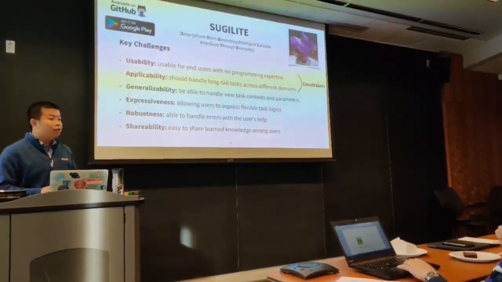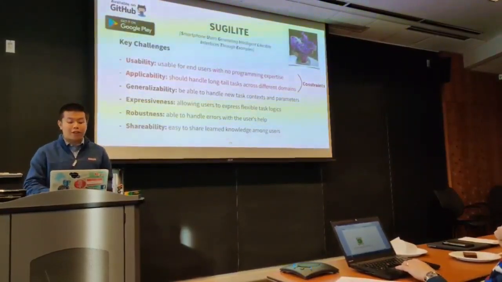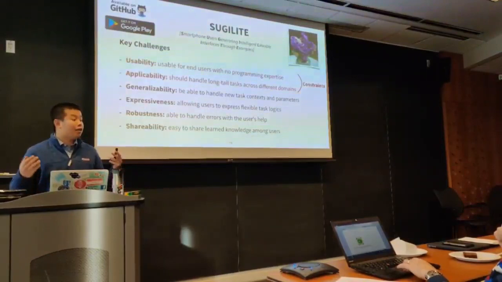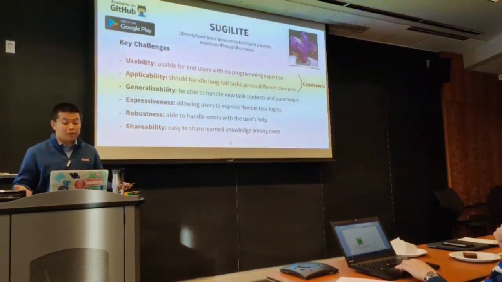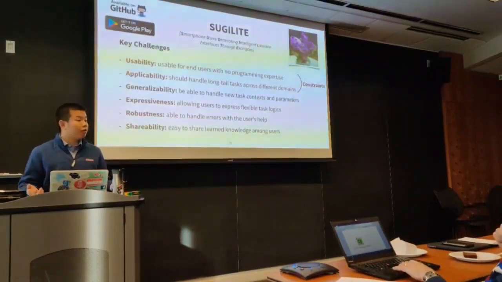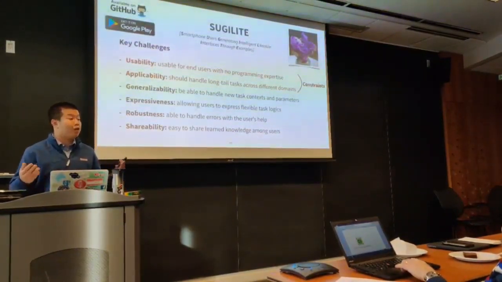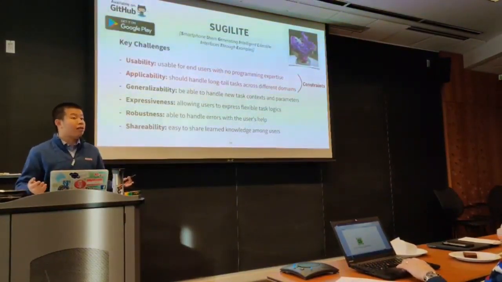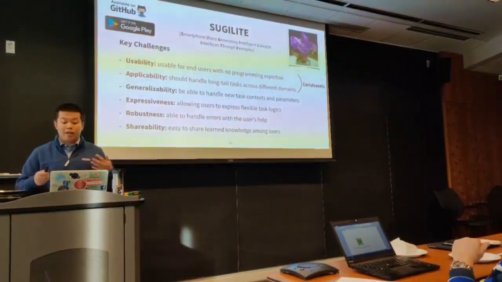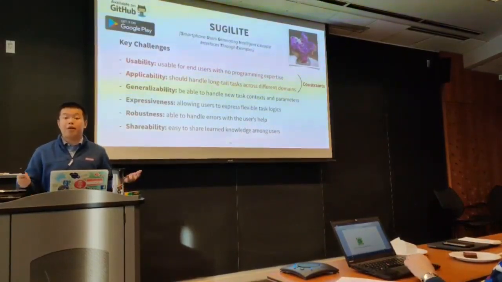The rest 4 dimensions are what we want to use to measure the system. How much can it generalize from demonstrations? How much expressiveness can the system support in terms of specifying flexible task logics? How robust the system is, and how much can the knowledge it learns be shared among different users?